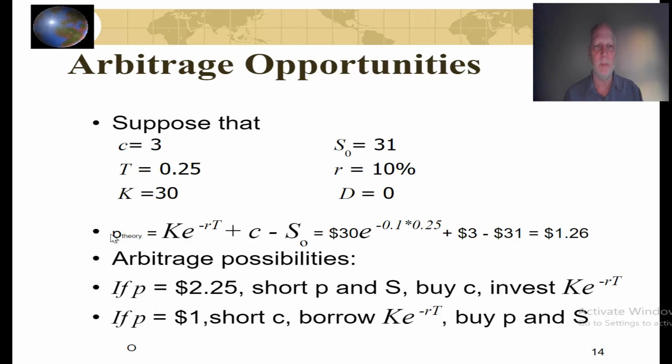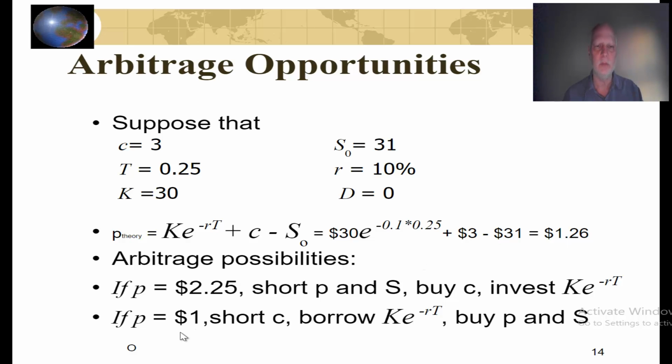So we would say that P plus S is overvalued. So you would short P and short S, the stock price. And with that cash, you would buy C and invest the present value of the strike price in the bank. And you would make the difference between 2.25 and 1.26, or 99 cents.